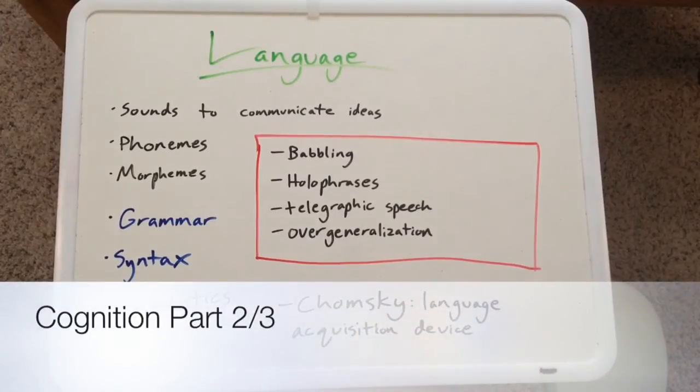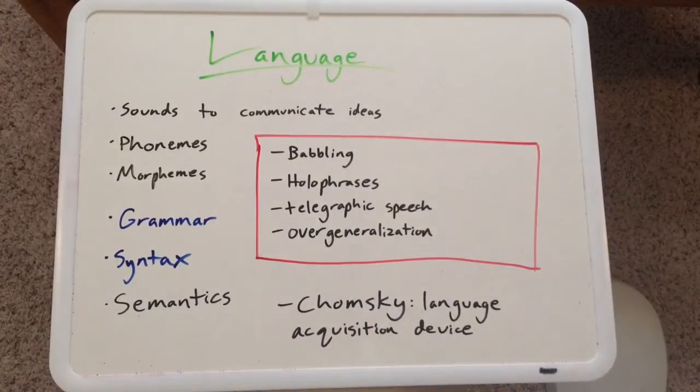Alright, so now I'm going to talk about language. And language is pretty much just sounds to communicate ideas. You see this across cultures everywhere. Phonemes, specifically, a part of language, are the smallest units of speech sounds in a given language that are still distinct from other sounds in a given language.